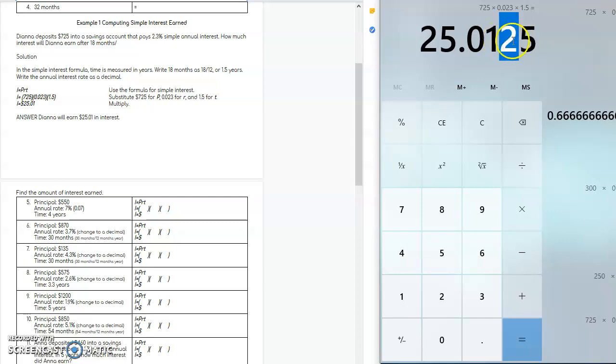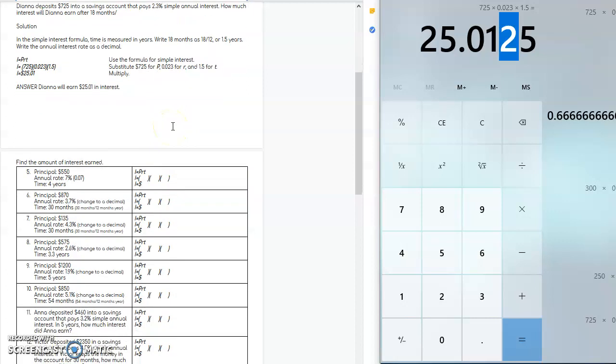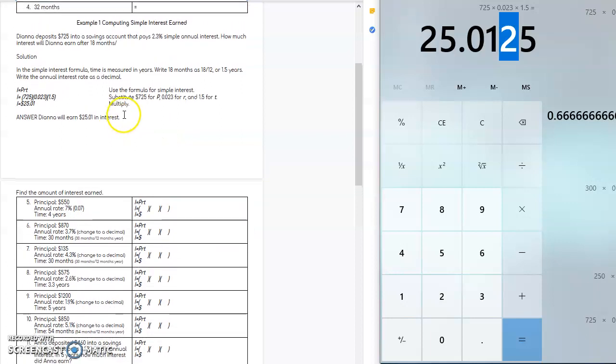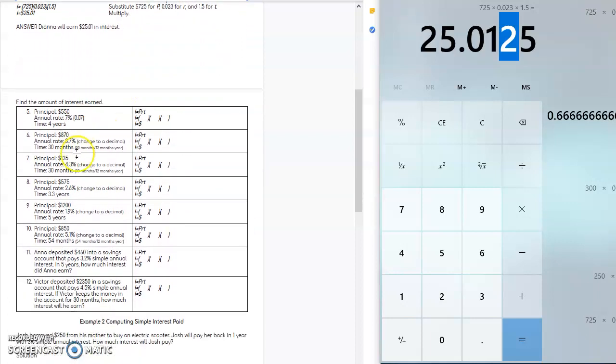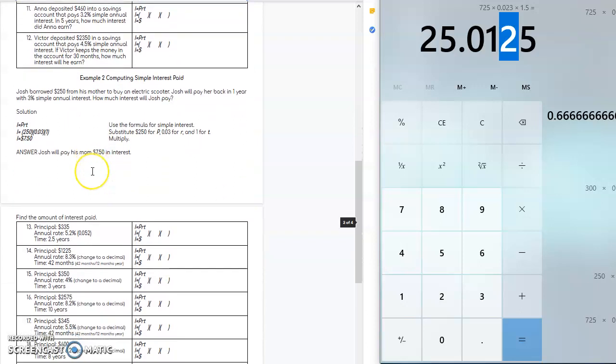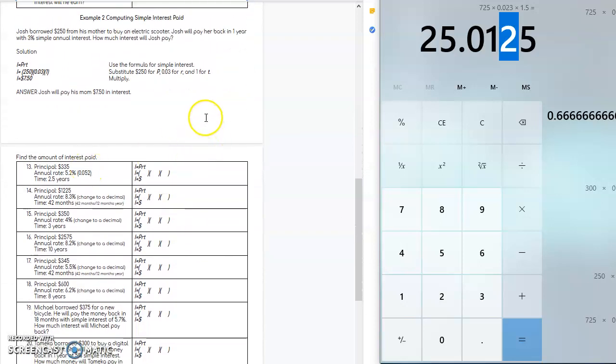Now, this number right here is going to determine whether I round that penny up or round that penny down. Anything less than 5, so 4, 3, 2, 1, or 0, I'm going to keep it at a penny. Anything 5, 6, 7, 8, or 9, I'm going to round that up. Just remember, we're looking at money here, so you've got to have it to the nearest penny. So you're going to use that formula to compute simple interest earned for 5 through number 12 here. And then let's look at example number 2, computing simple interest paid.